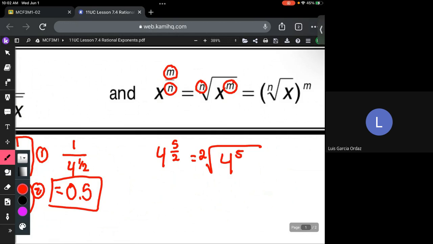No, the exponent is 5 over 2. So you have to put 4 to the power of 5 over 2. You can't do 4 to the power of 2, 5. It's 4 to the power of 5 over 2. You're dividing.